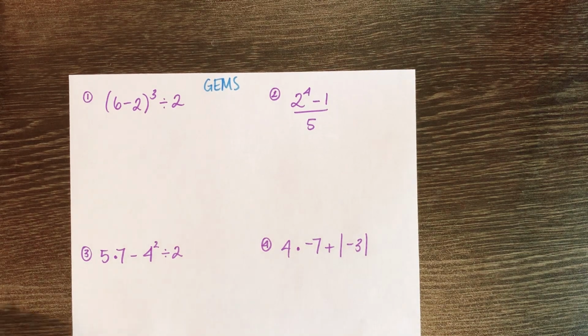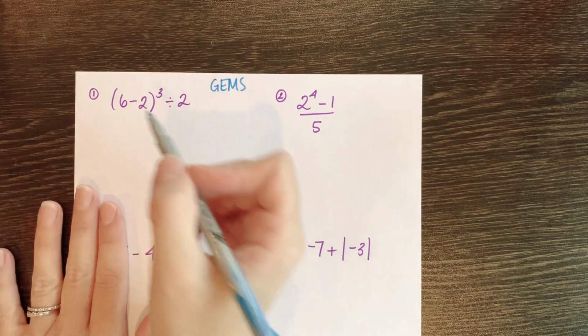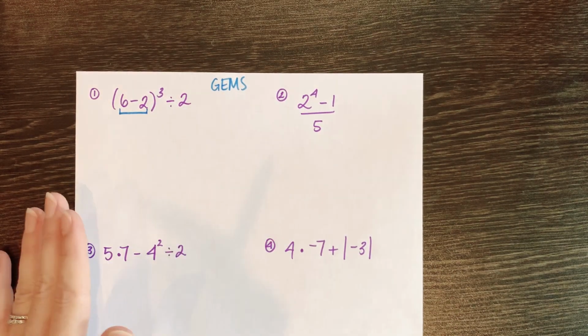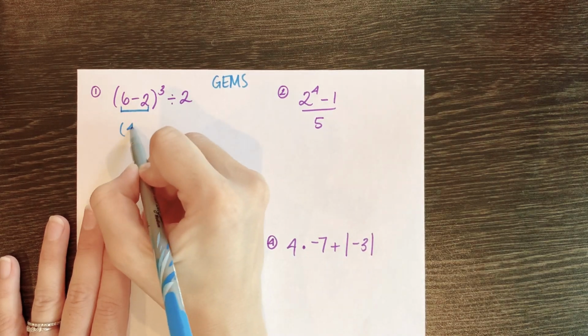So first thing is G, any grouping symbols. So I see parentheses, those are grouping symbols. That means I need to complete what's inside the parentheses first. So 6 minus 2 is 4.